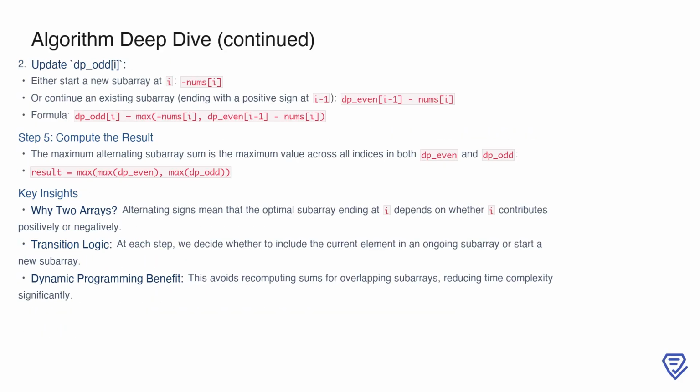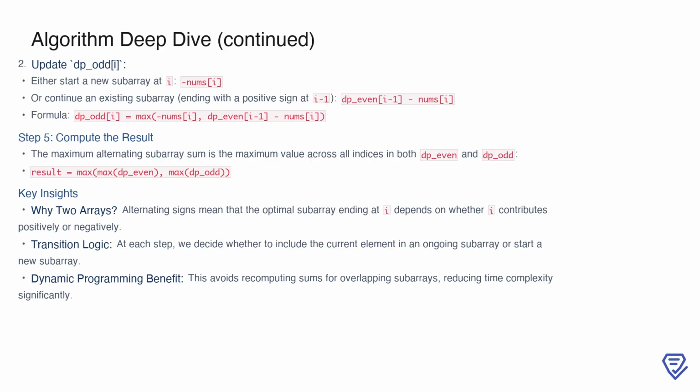For dp_odd[i], the transition is similar but with signs flipped. Here, we also have two choices: start a new subarray at index i, which would contribute negative nums[i], or extend an existing subarray where the previous element at i-1 had a positive sign. This leads to the formula dp_odd[i] equals max(-nums[i], dp_even[i-1] - nums[i]). Once we've iterated through the array and filled both dp_even and dp_odd, the result is simply the maximum value across all indices in these arrays.